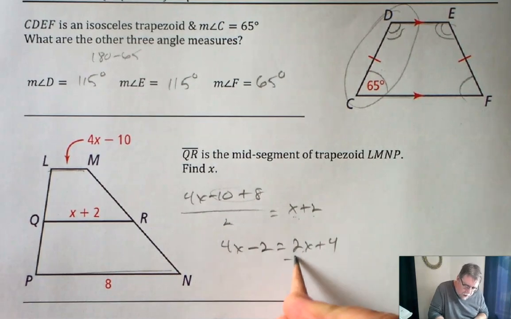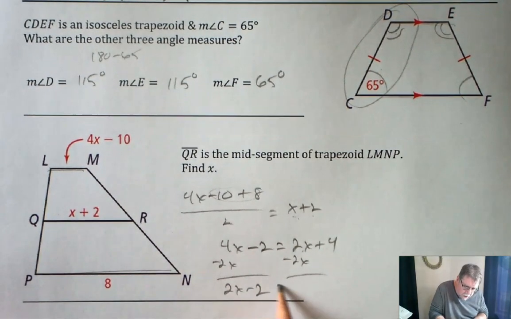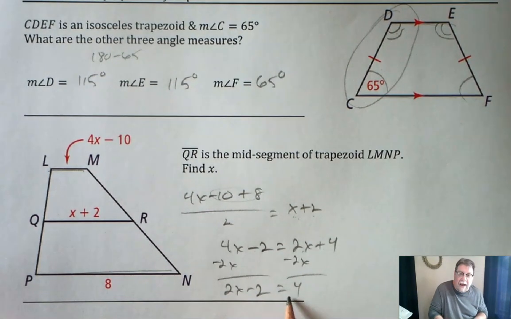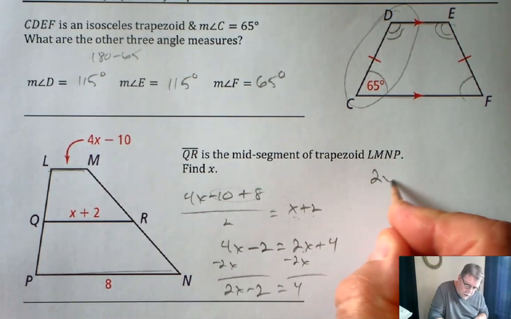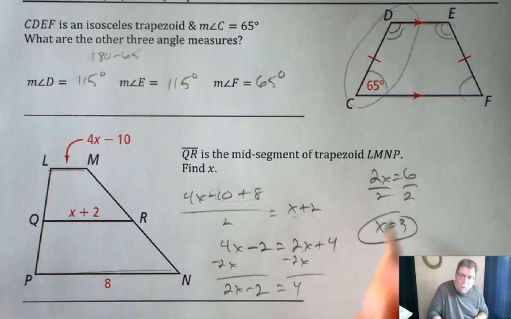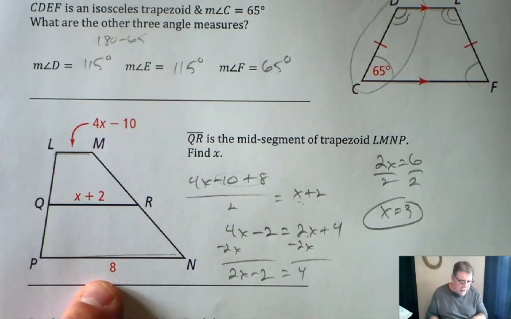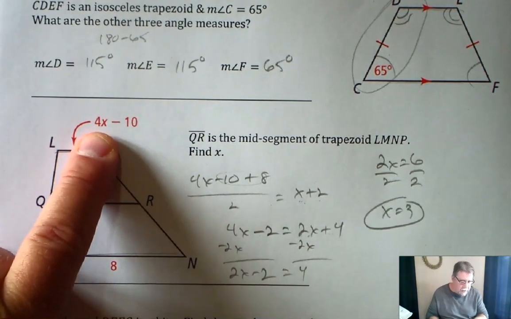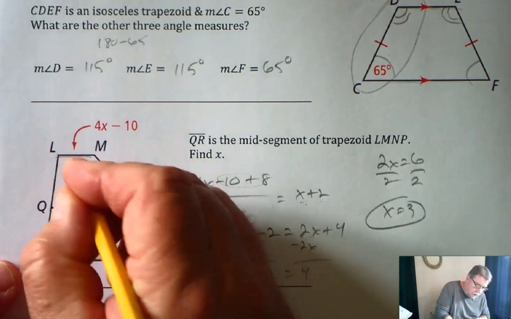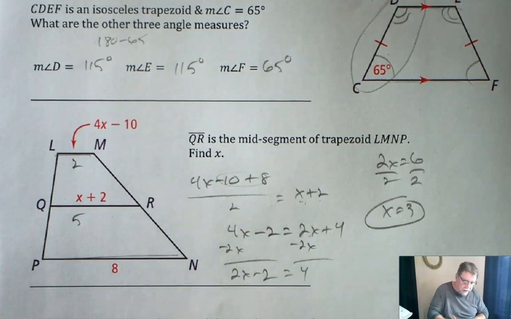So now solving, I'm going to subtract 2x from both sides. That gives me 2x minus 2 equals 4. If I add 2 to both sides, 2x would equal 6, and if I divide by 2, x would be 3, which means that segment would be 5, that segment is 8, and if I plug 3 in there, 12 minus 10 is 2, so this would be 2, 5, and 8, and of course, 5 definitely is the average of 2 and 8.